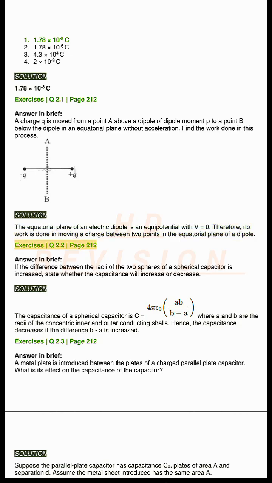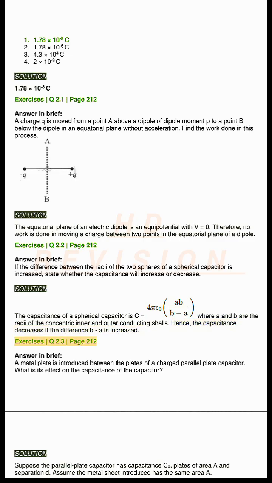Exercises Q2.2, page 212. Answer in brief. If the difference between the radii of the two spheres of a spherical capacitor is increased, state whether the capacitance will increase or decrease. Solution. The capacitance of a spherical capacitor is C equals 4 pi epsilon 0 ab over (b minus a), where a and b are the radii of the concentric inner and outer conducting shells. Hence, the capacitance decreases if the difference b minus a is increased.